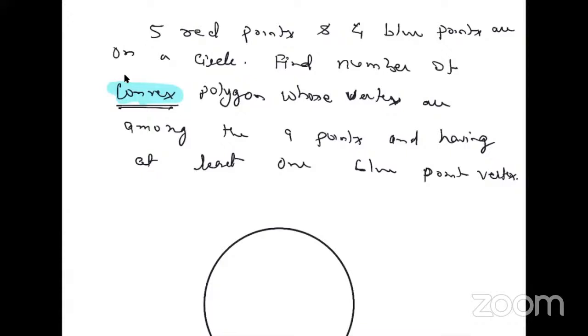Nine-sided polygon is known as nonagon. Octagon is 8 sides, heptagon is 7 sides, hexagon is 6 sides, pentagon 5, quadrilateral 4, triangle 3. You have to take care of all these.